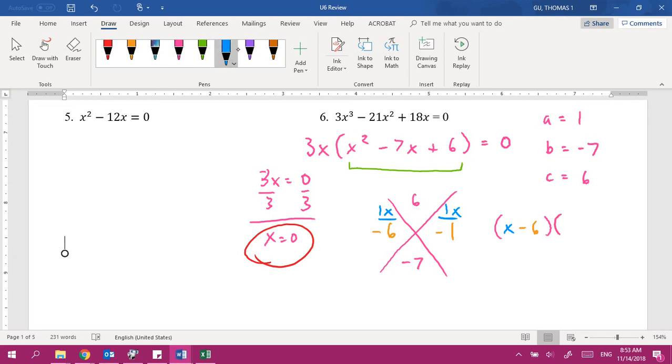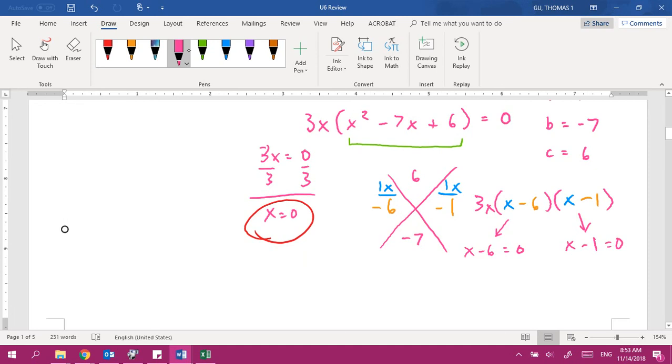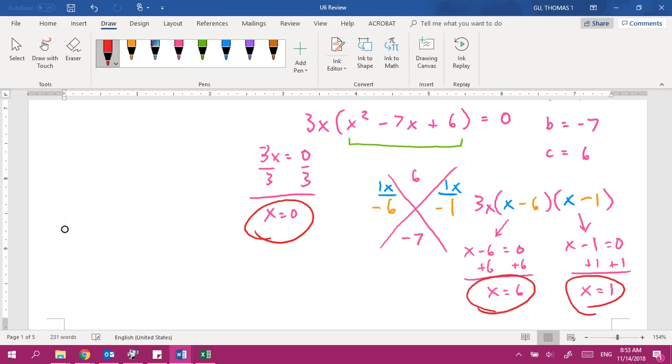So we're not finished yet because now we need to solve. Our completely factored form would be like this: 3x times x minus 6 times x minus 1. We already found the solution for the 3x part. Now what other parts do we need to do? The x minus 6. So x minus 6 equals 0, and x minus 1 equals 0. So x would equal plus 6, and x equals 6 plus 1 over here, x equals 1. So you can see this one has 3 solutions: x equals 0, x equals 6, and x equals 1.